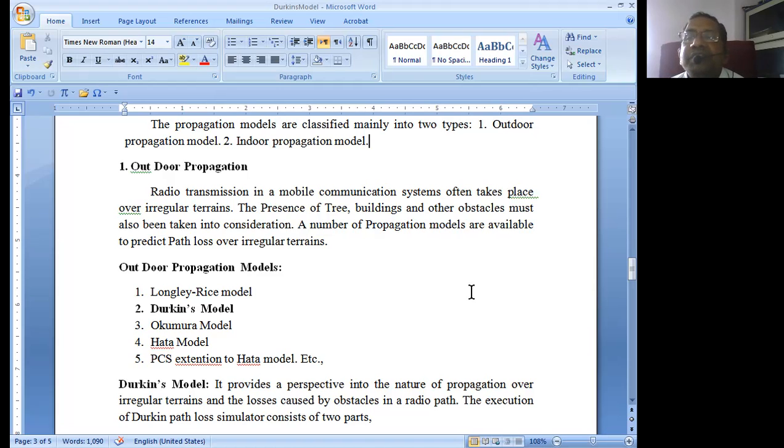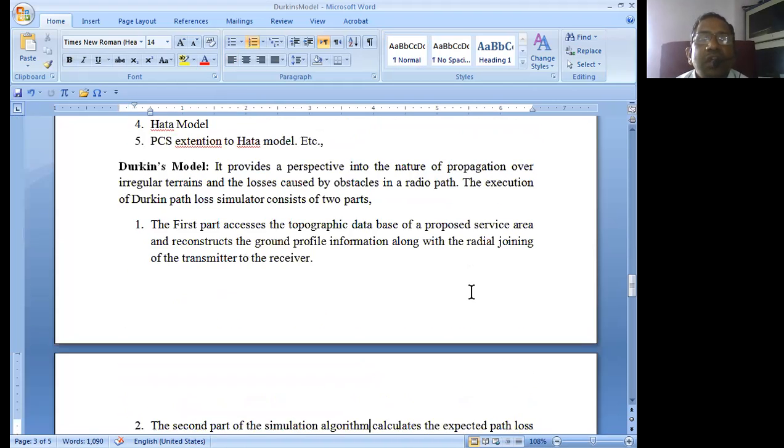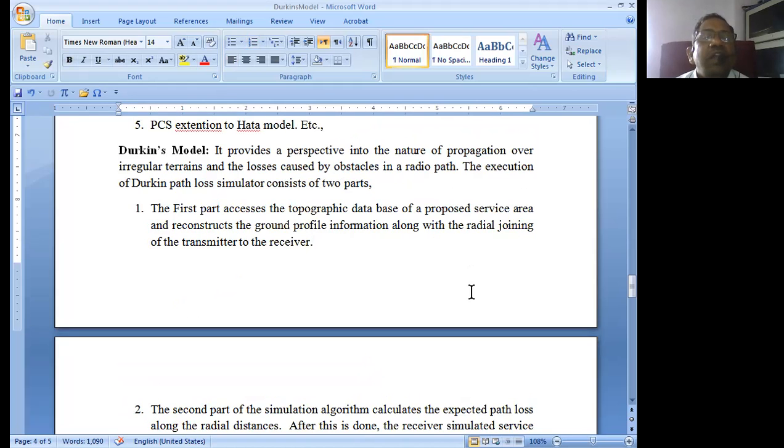What are they? The presence of trees, buildings, and other obstacles must be taken into consideration between the transmitter and the receiver. So apart from irregular terrains, we have to consider the trees, buildings, and other obstacles. A number of propagation models are also available to predict the path loss over irregular terrains. So many methods are there. Among these methods, we have Durkin's model, as we have spoken about in the previous slides.